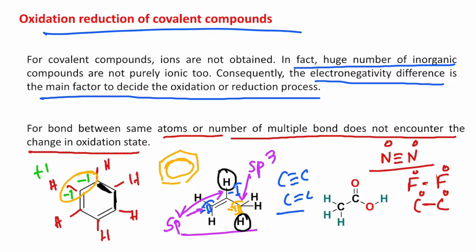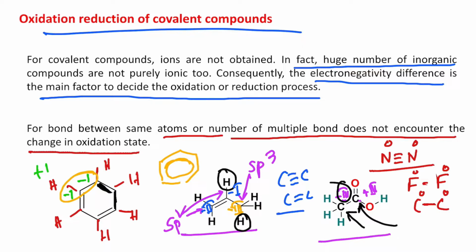The substituent matters. Not only that, if you look at acetic acid, this carbon is -3, whereas if you look at this carbon, it is +3. Why? Because carbon is more electronegative than hydrogen. Consequently, this is -3, whereas this carbon is attached to oxygen. This oxygen is more electronegative than carbon. That's why this is +3.